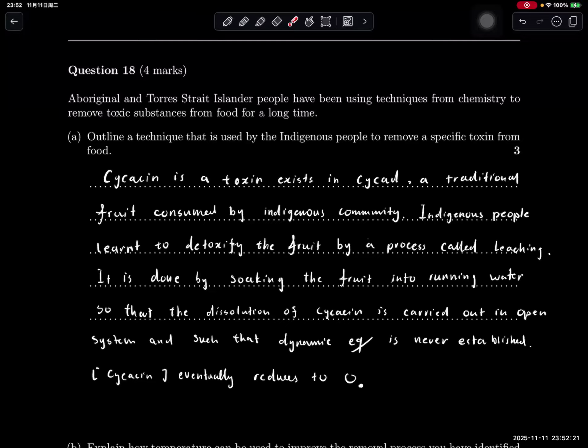Dynamic equilibrium is never established because you have an open system, so eventually you decrease the concentration of the cycasin to a safe-to-eat level, and then you can consume it. That's the idea. Pretty much you just soak the fruit in water for some time, and then you can eat it.